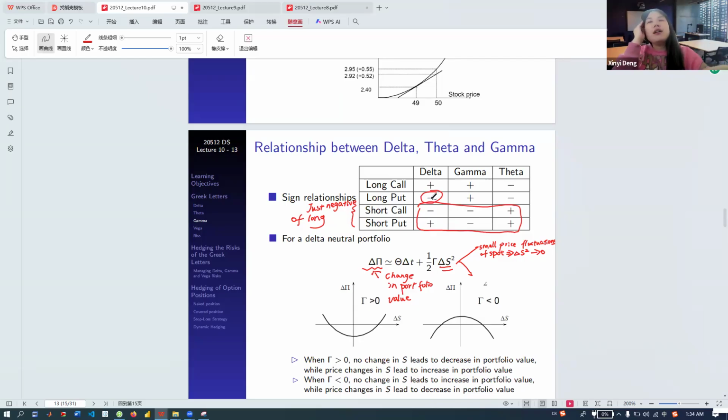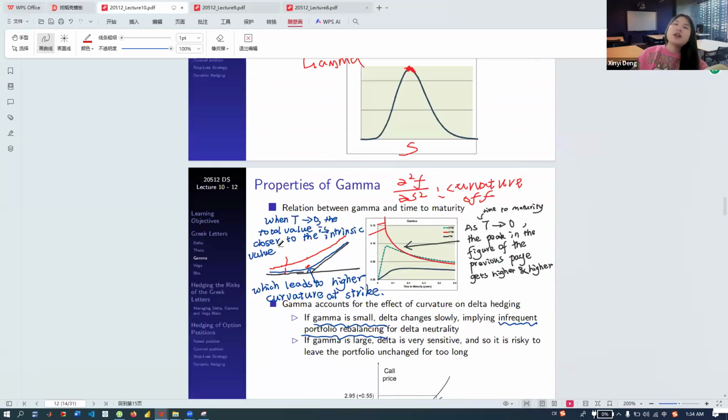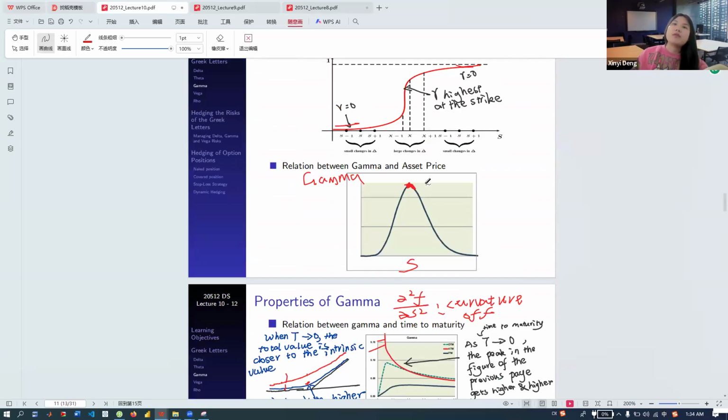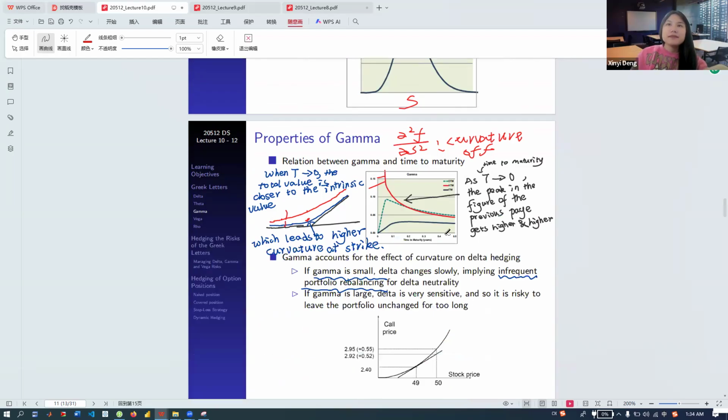Then for gamma, for both long in calls and long in puts, gamma is always positive. So it's always this positive, bell-shaped curve if you draw gamma with respect to S.